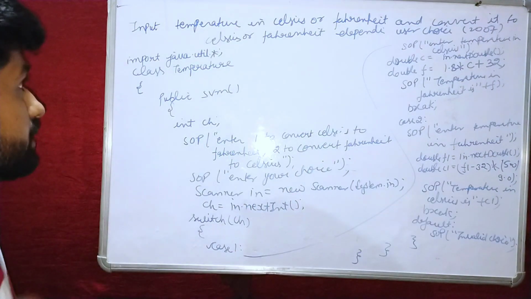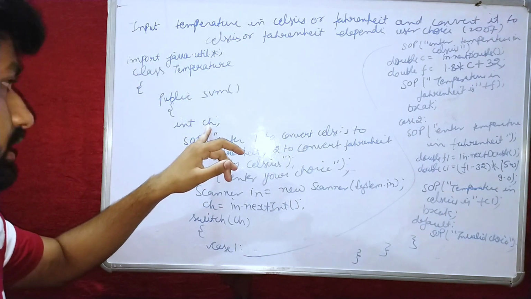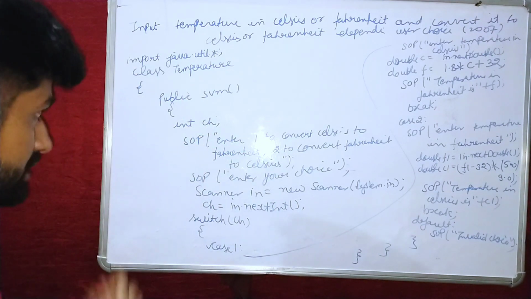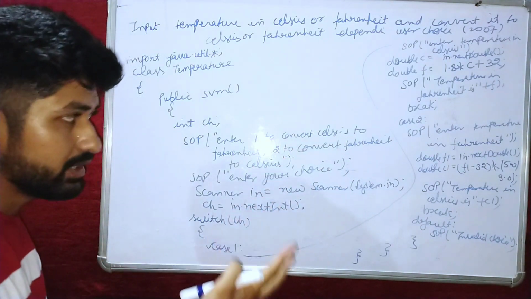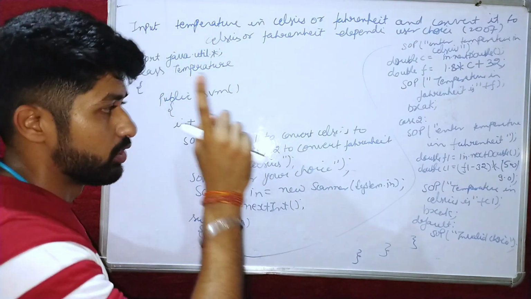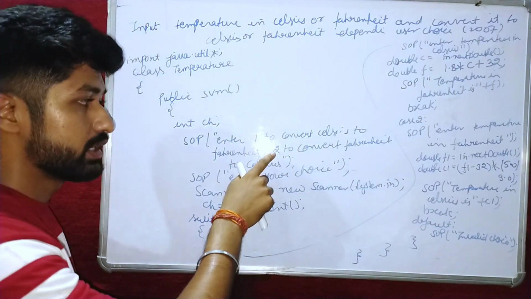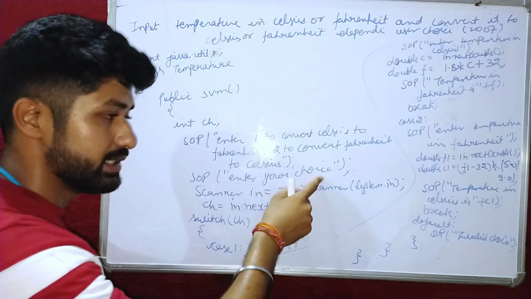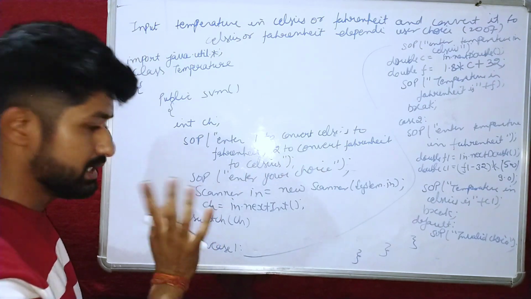See friends, I have included the package. I have written the class and the main method is written. A variable is declared whose data type is int, where I am expecting the choice. Enter 1 to convert Celsius to Fahrenheit. If you want to convert the Celsius temperature to Fahrenheit, then you should enter 1. Otherwise, if you want the reverse, that means Fahrenheit to Celsius, you have to enter 2. Now please enter your choice. I have written the scanner object and taken the choice in the ch variable.